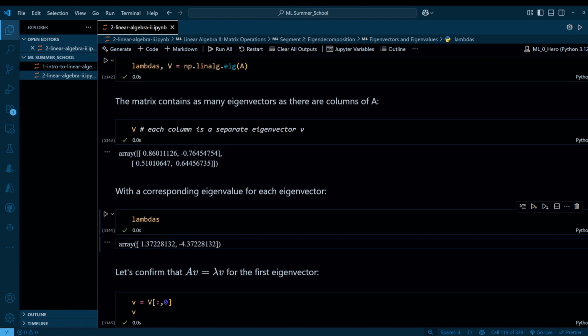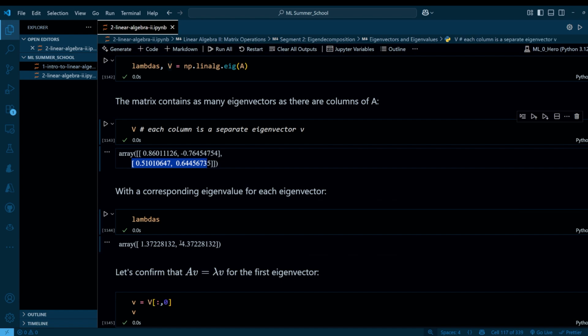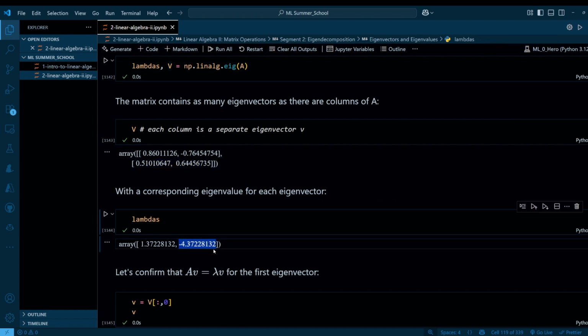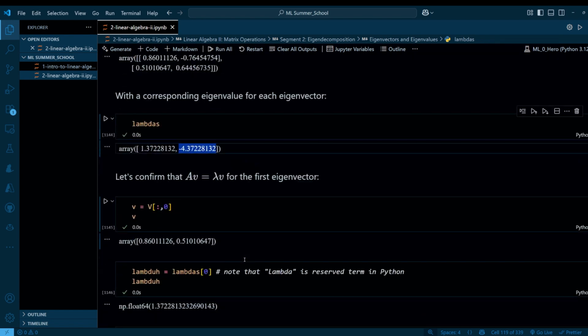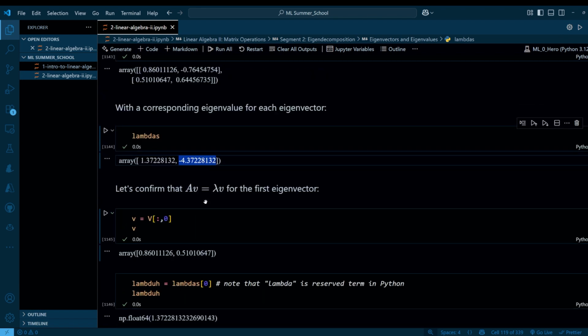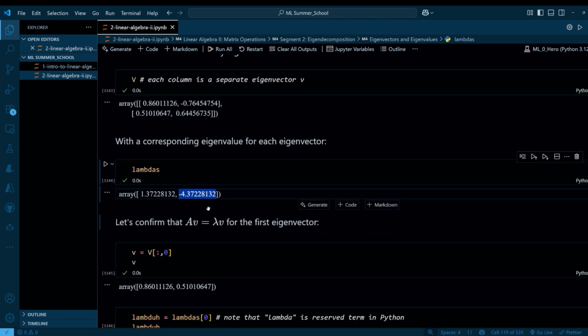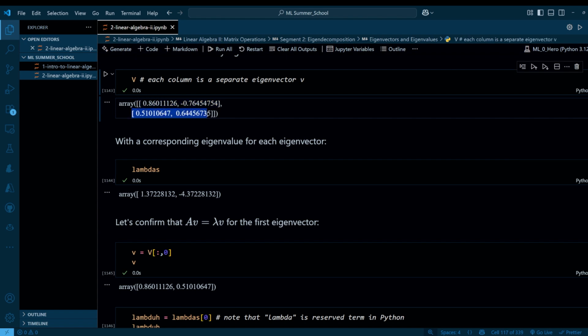So the vector has been stretched 1.37x or whatever you call it. Okay, and this vector has been stretched like this, and in the minus version. Okay, so how can we understand that? How can we see that? We'll see. So as I mentioned, this is our eigenvector. This is one eigenvector. This is our another eigenvector.